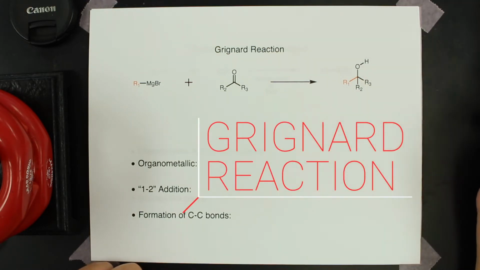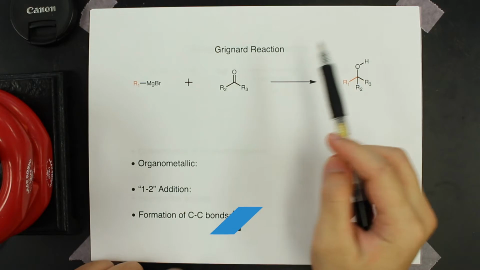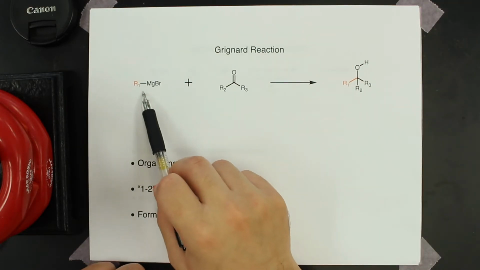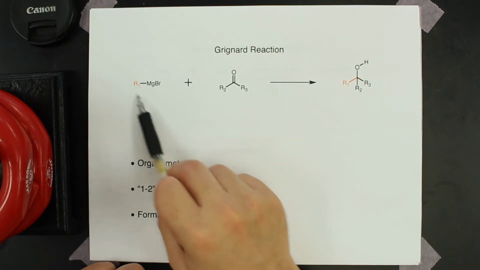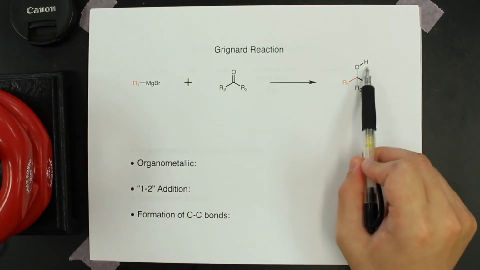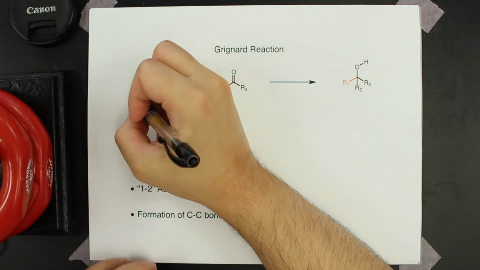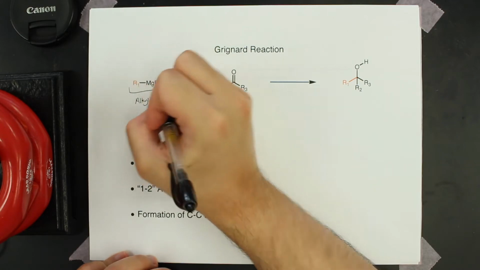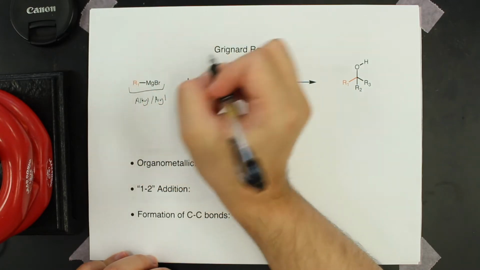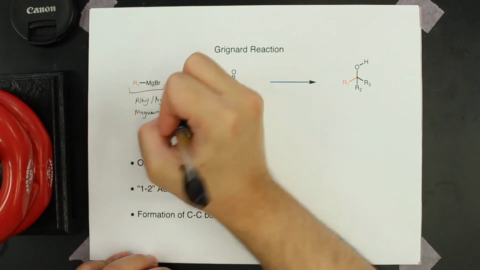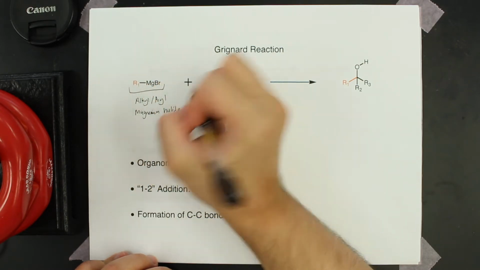This week in lab, we're going to be covering the Grignard reaction, which is an organometallic reaction where you take an alkyl or aryl magnesium halide, so this compound here, and you react it with a carbonyl species to generate an alcohol. If we label the components, just to be thorough, this is your alkyl or aryl. Aryl means aromatic group. Magnesium halide. In this case, the halide is bromine.